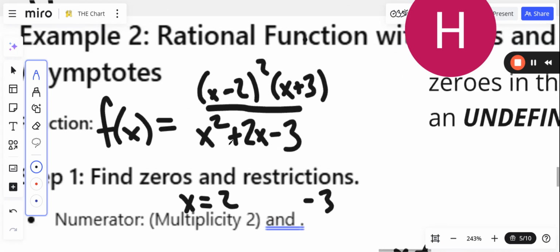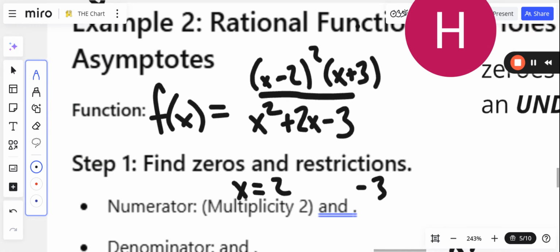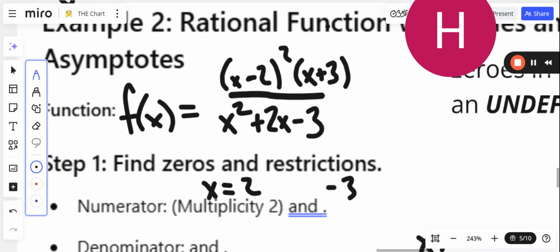So on the top, finding the zeros and the restrictions, it's clear that x equals 2 is a zero because x minus 2 is a factor. And x equals -3 is also a zero, because x plus 3 is a factor on top.